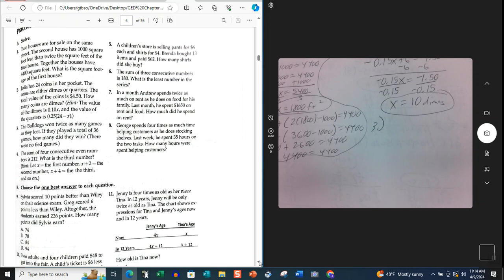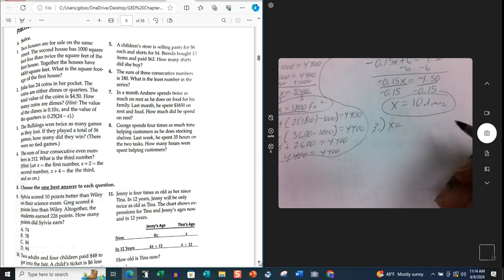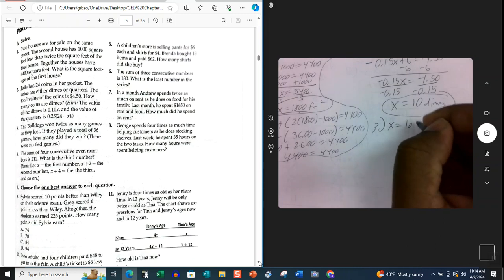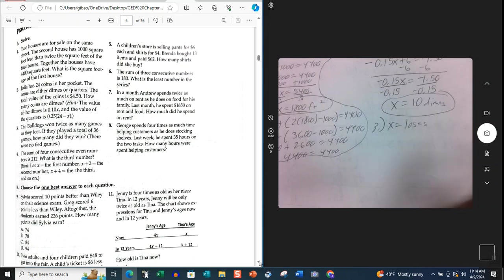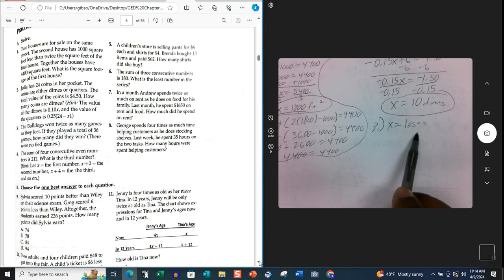Okay, so first of all, we could let x be equal to losses, because it tells us how many losses they had. They won twice as many games as they lost. So they lost.